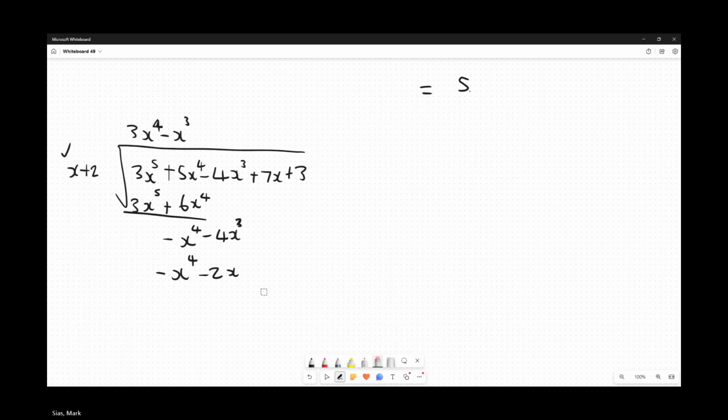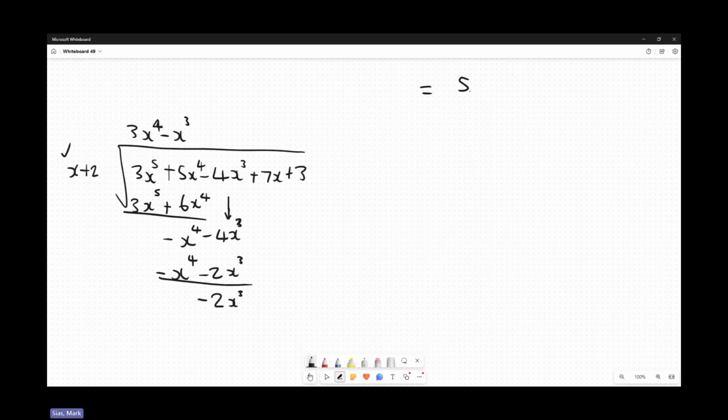Here. I brought down this one to there. Okay, that's what I did. So I multiply out minus x to the 4 minus 2x cubed. And now I subtract again. There's a 0 there. There's minus 2x cubed. Right? There's minus 2x cubed there.